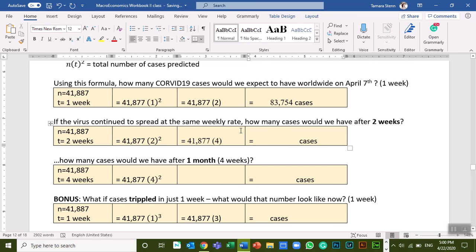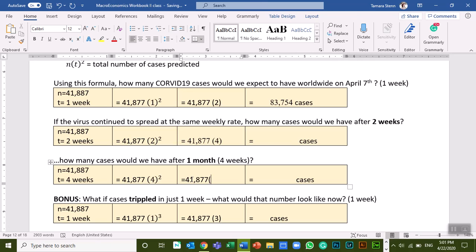And let's say this keeps on going for an entire month. Oh my goodness, what kind of losses am I expecting after a month? So again, I would be using that same formula now. Instead of it being 2 weeks, it would be 4 weeks. And 4 to the second is going to be what? What am I going to be timesing my 41,877 by? So 4 to the second is 4 times 4, and that equals 16, correct. So put that in, run your formula, and see how many cases we have.